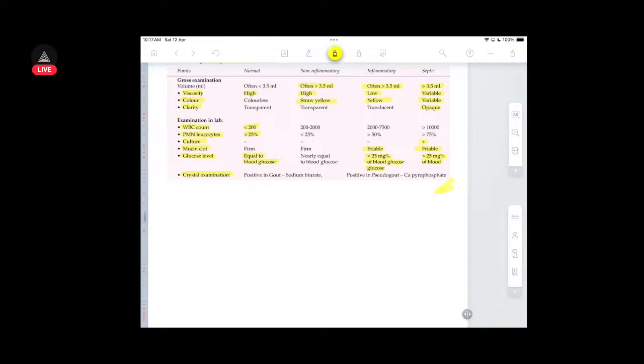And crystal examination will be positive in gout, with sodium urate, and positive in pseudogout, with calcium pyrophosphate. Okay.